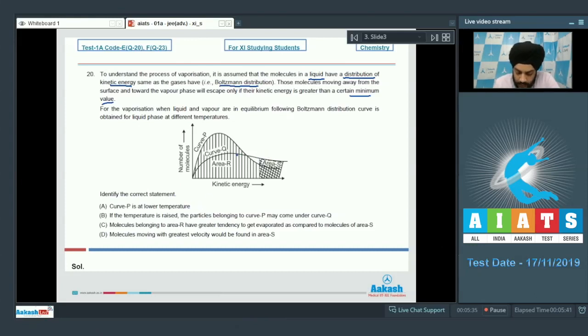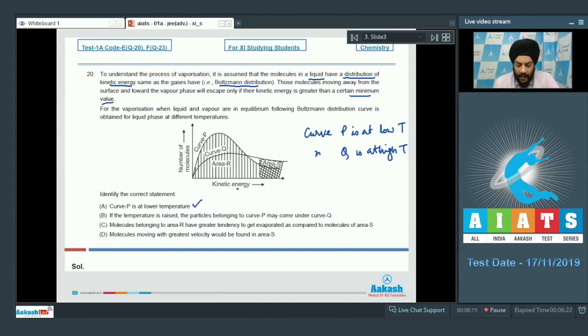So if you look at the two curves given to us, students, curve P and curve Q, we can see that curve Q should be at a higher temperature as it is flattened and the peak also shifts towards the right. So curve P is at lower temperature, whereas curve Q is at higher temperature. So option A is correct, students.